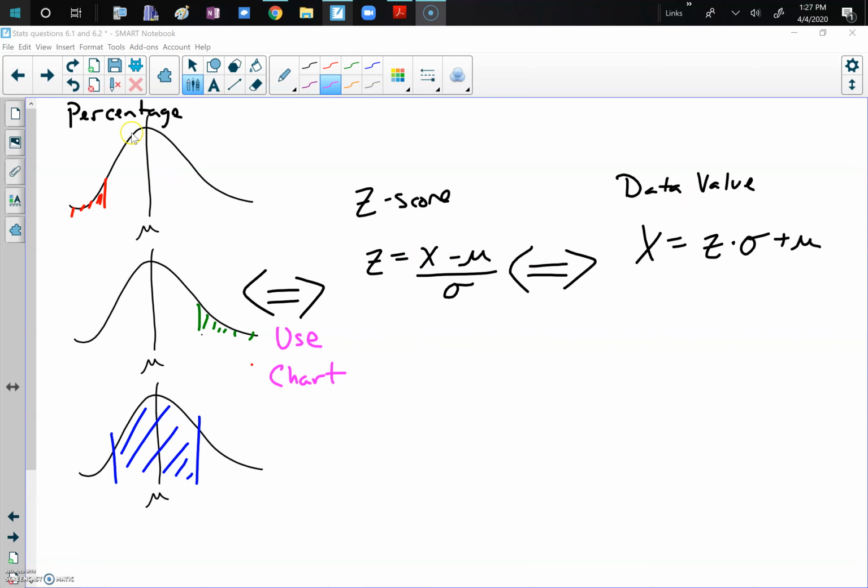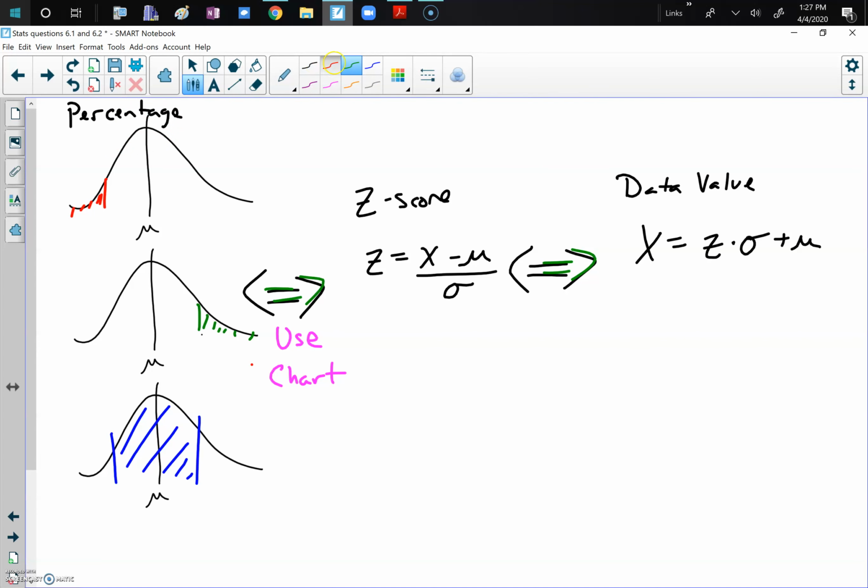So if they give me a percentage, I'm going to use my z-score chart to find my z-score, and then I'm going to use that z-score to get to the data value. So that's kind of like the arrows that we see here going to the right. I have that in-between step of the z-score in order to get to my data value. But my problem could work the other way. I could be given a data value and I want my answer to be the percentage related to that data value.